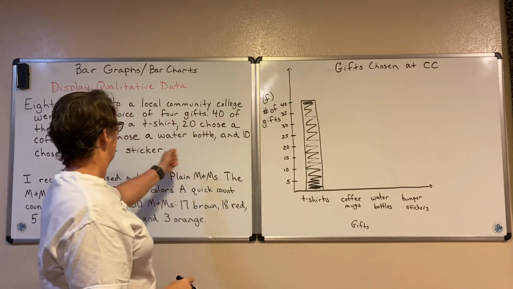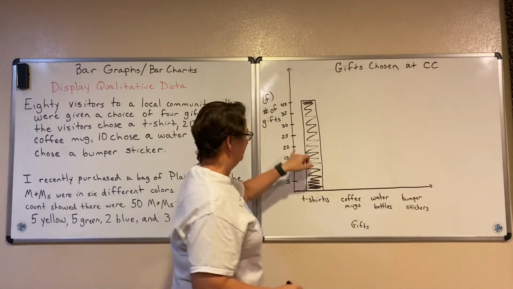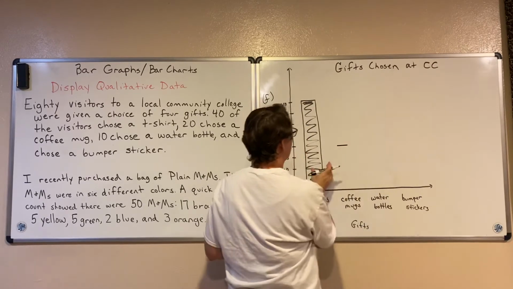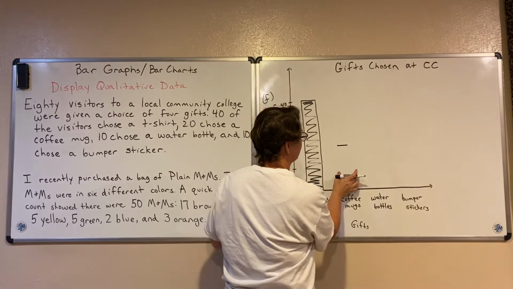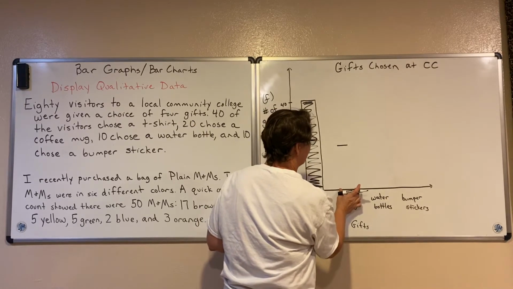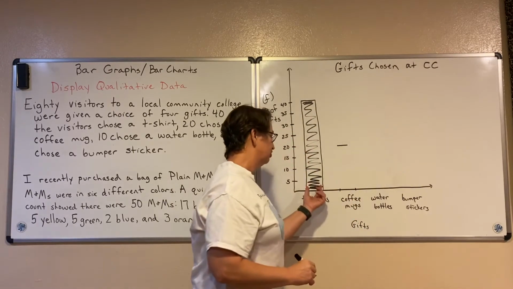Then the coffee mugs, there were 20 given away. So this bar needs to go up to that level of 20. Now, I want my bars to also be a consistent measure. So however wide I made this bar, I need to make that bar the same width so that my bars look the same.